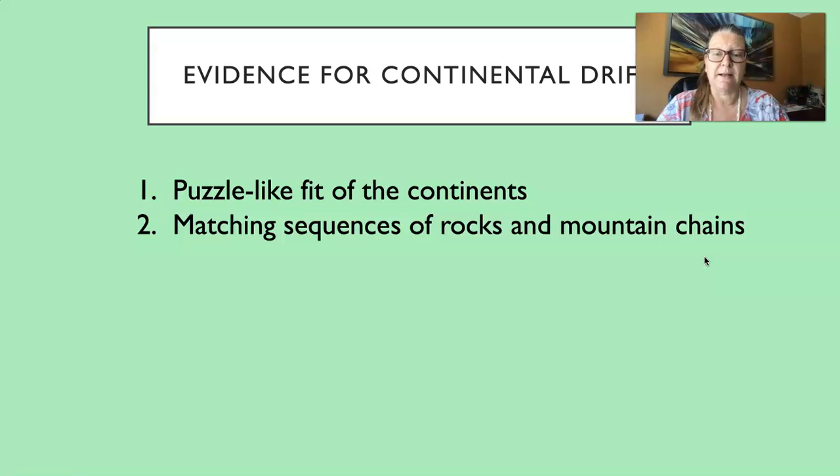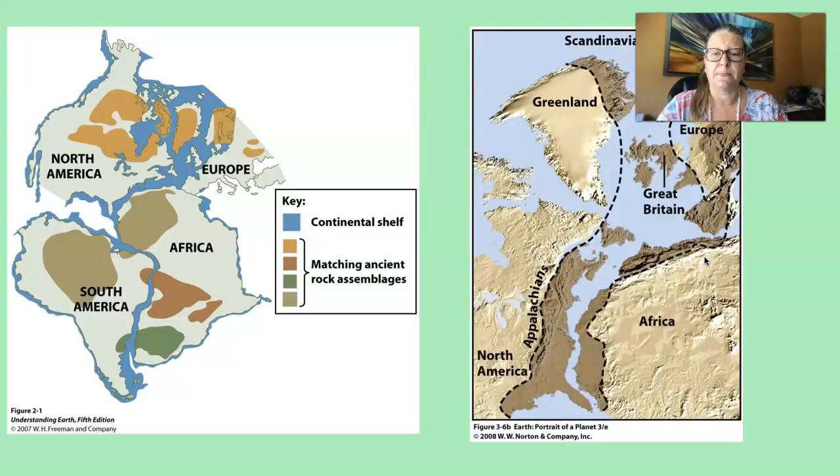A second thing that matches is sequences of rocks and mountain belts when you put the continents into their Pangea configuration. For example, if you look at this figure on the left, different colors here indicate different rocks. It doesn't really matter what their age is or what their type is, but when you put the continents into the Pangea formation, you can see that these belts of rocks seem to be continuous across areas that are now widely separated. Notice that the continental shelf is included here in the blue color.